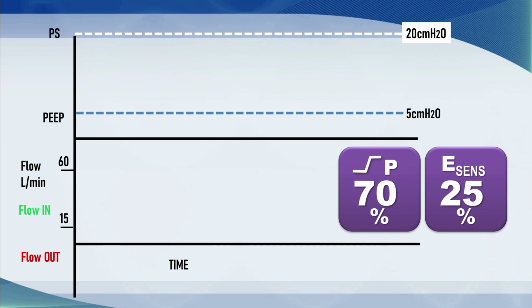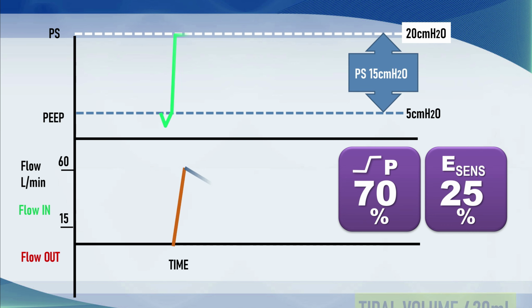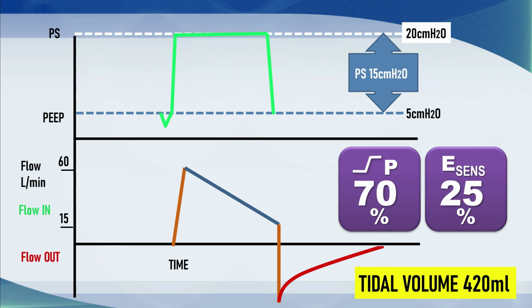Here we are with an optimal rise time of 70% and a very nice flat top looking pressure support waveform. The pressure support here is 15 centimeters of water, and that's driving a tidal volume for this breath of 420 mils. There's our rise time there.